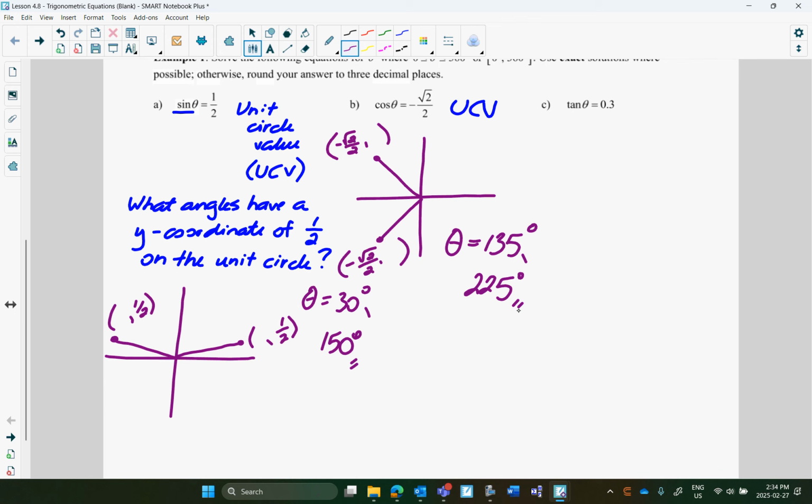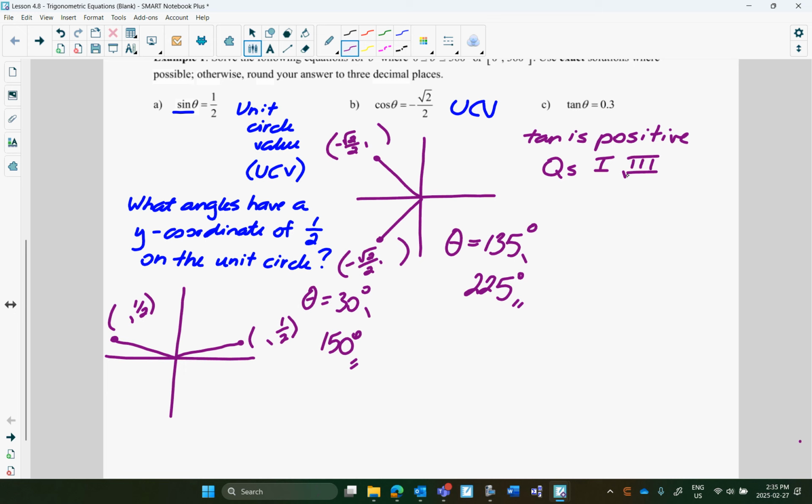So here's how we do it. First of all, is tan positive or negative in this case? It's positive. In what quadrants is tan positive? That's when you've got to remember your ASTC rule. What quadrants is tan positive? 1, and it's also positive in another one. 3.